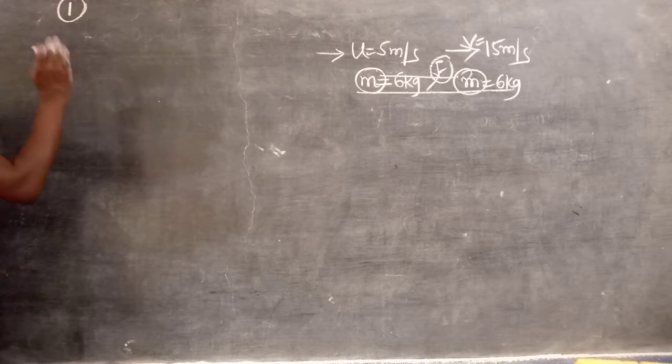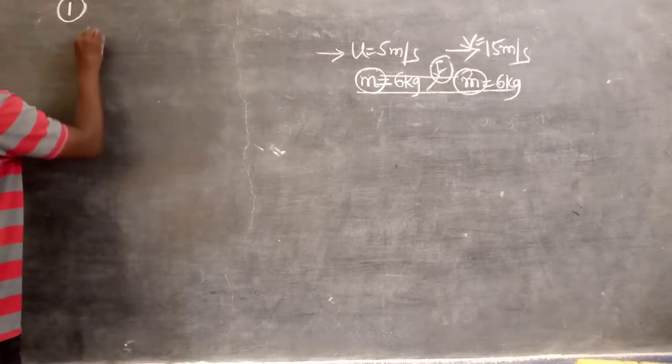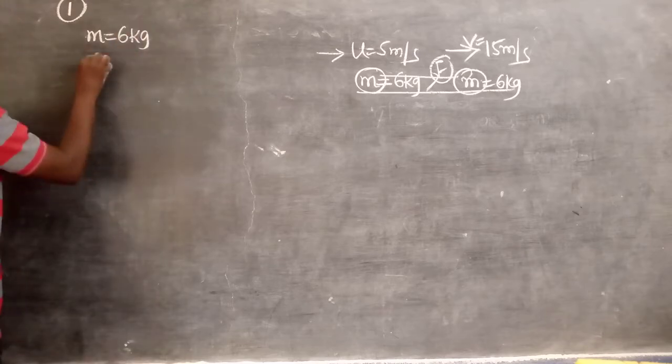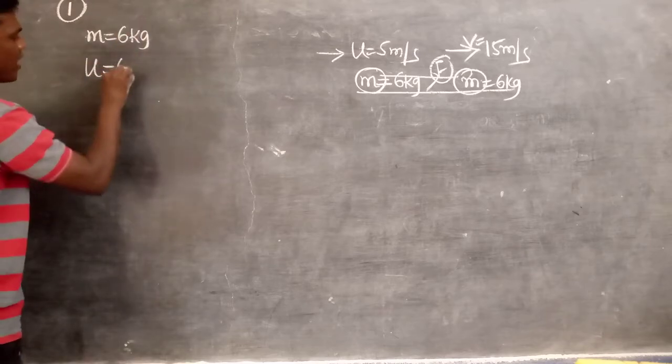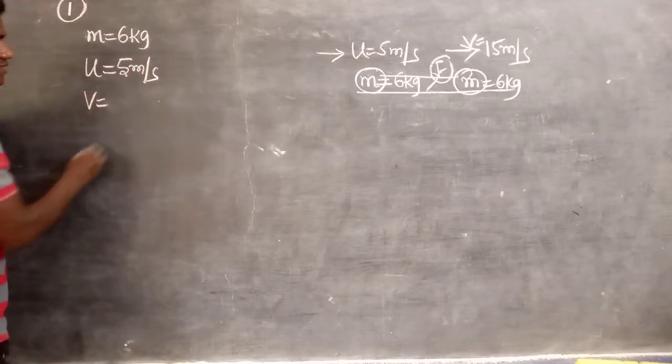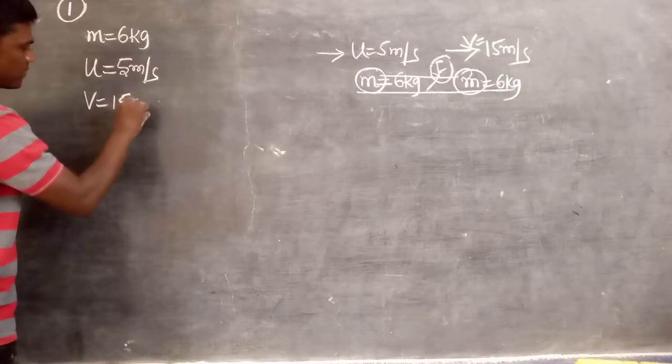So which values are given here? You are observing that the m value is given. Mass of the body is 6 kg. Initial velocity u is 5 meters per second. And v, the final velocity, is 15 meters per second.